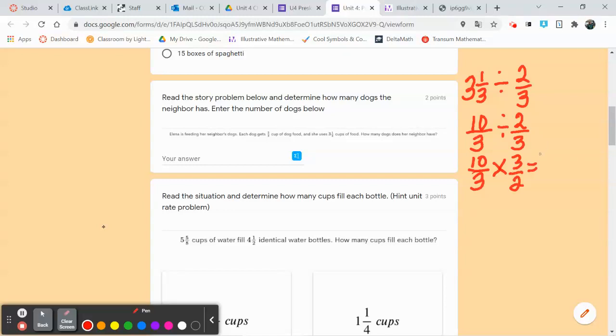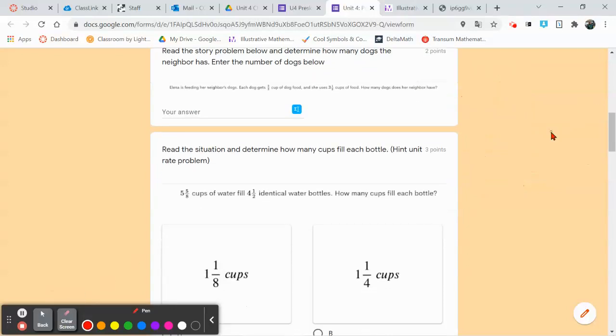Multiply straight across the top. 10 times 3 is 30. Straight across the bottom, 3 times 2 is 6. 30 divided by 6 is 5 dogs. So the answer is 5. Okay? All right. So we did division of fractions to get that answer. I'm going to clear the screen, so if you need to pause, please do so. Next question.